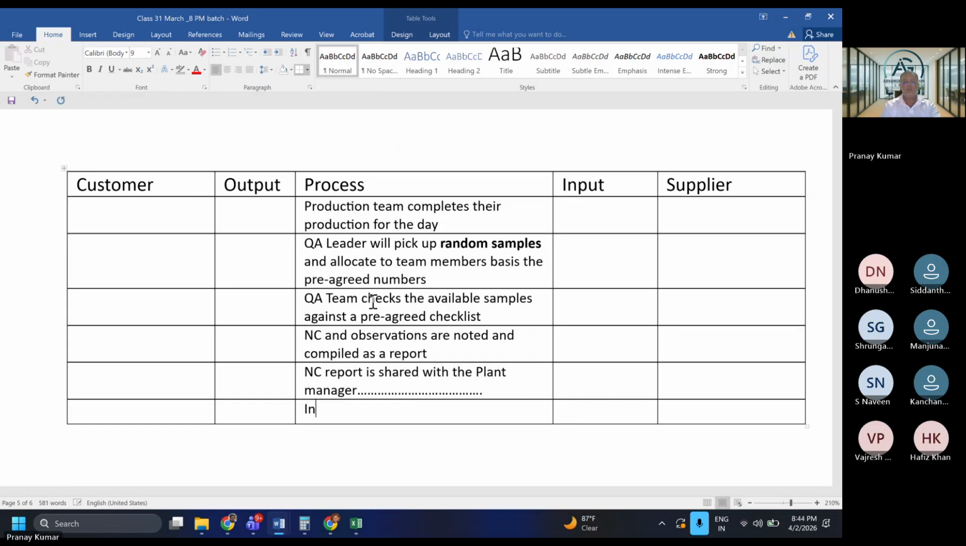Initiate corrections where needed. Step number 1, production team will complete its production for the day. What do you need to do production? People?